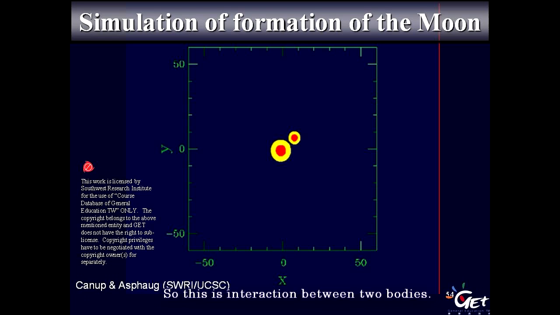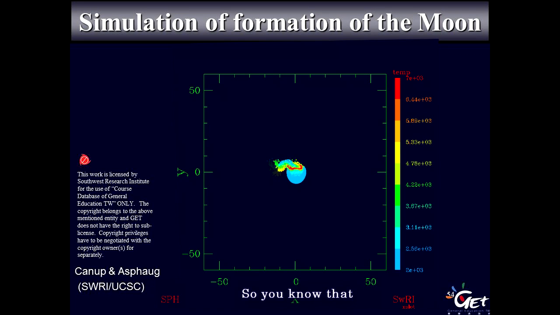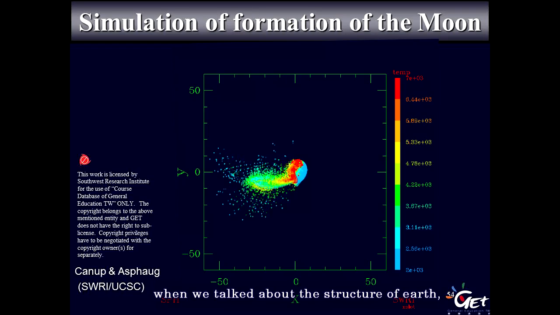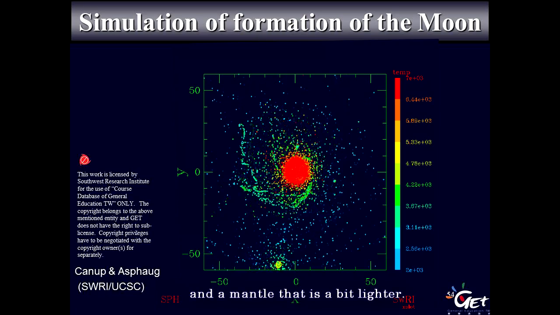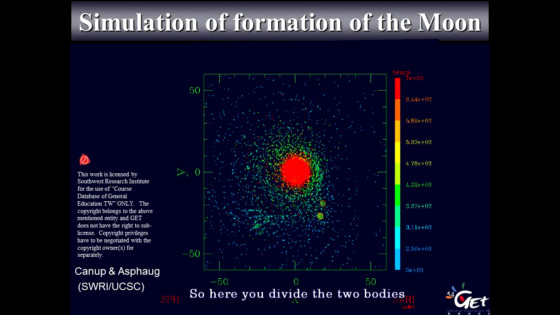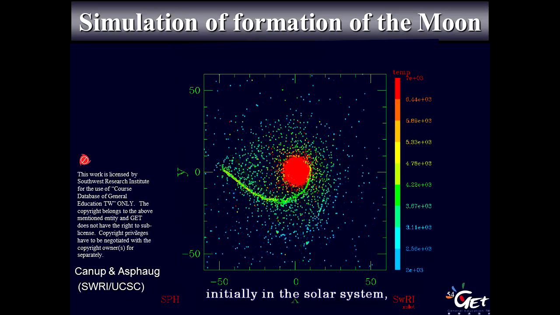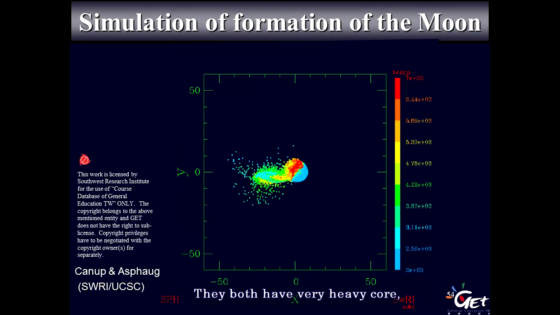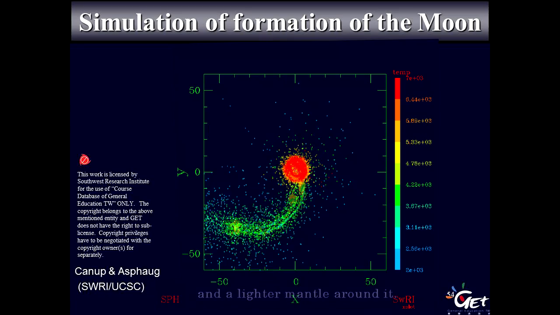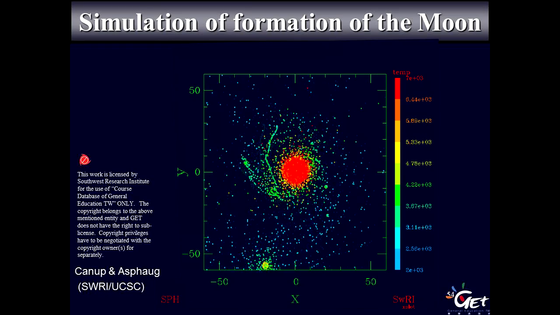So this is an interaction between two bodies. The red part is the heaviest part, mainly composed of iron, that is the core of Earth. And the yellow part is the mantle, that is a bit lighter. When we talk about the structure of Earth, we have an iron core, a very highly metallic core, and a mantle that is a bit lighter. So here you divide the two bodies that were formed initially in the solar system. They are very similar, just different size, but they both have a very heavy core and a lighter mantle around it. And then you make them interact. And this is what happens.